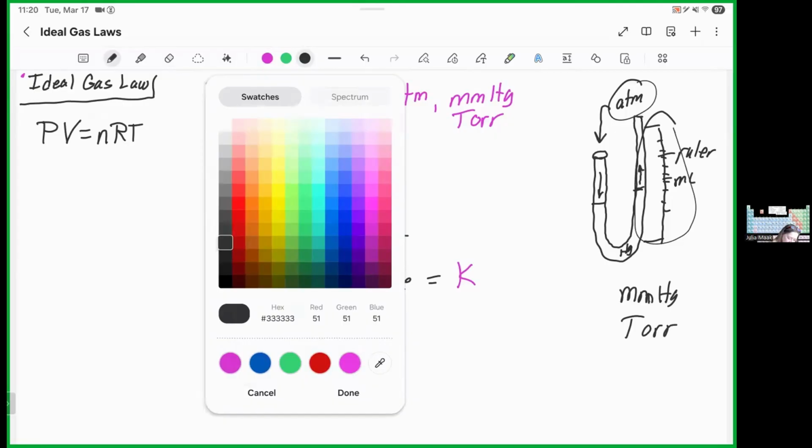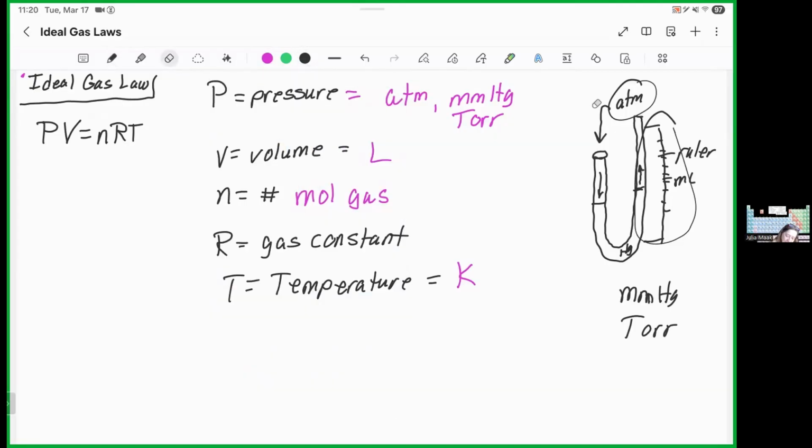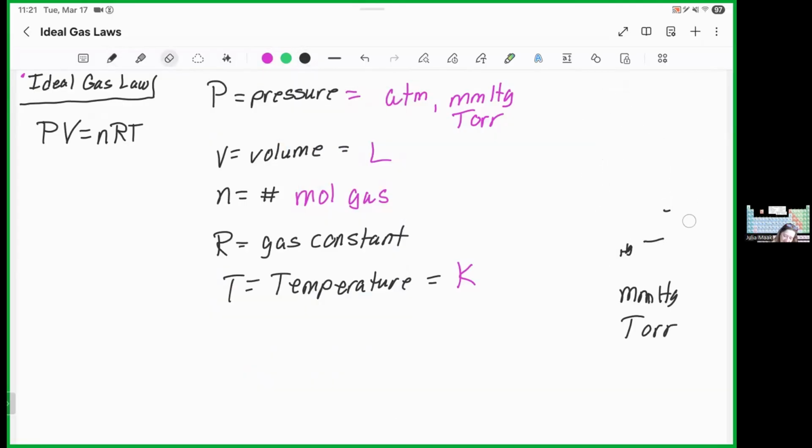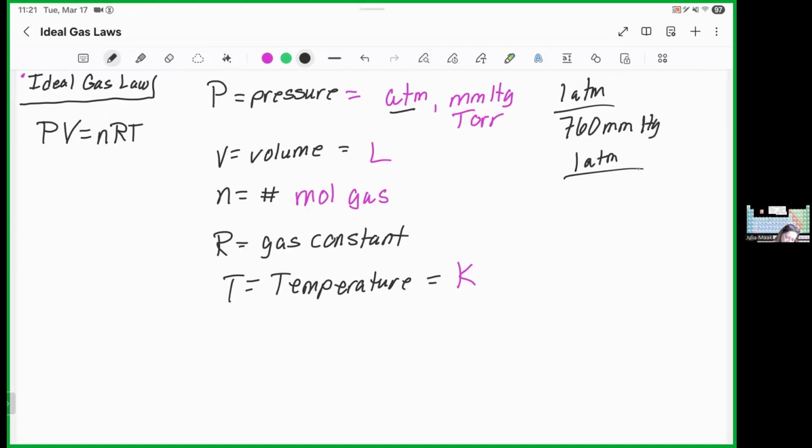Okay, and our conversion for those, I'm going to erase that to give myself some space. Okay, the conversion for these, because we're usually going to be in ATM atmospheres, is 1 atmosphere is 760 millimeters of mercury, which means 1 atmosphere is also 760 torr.